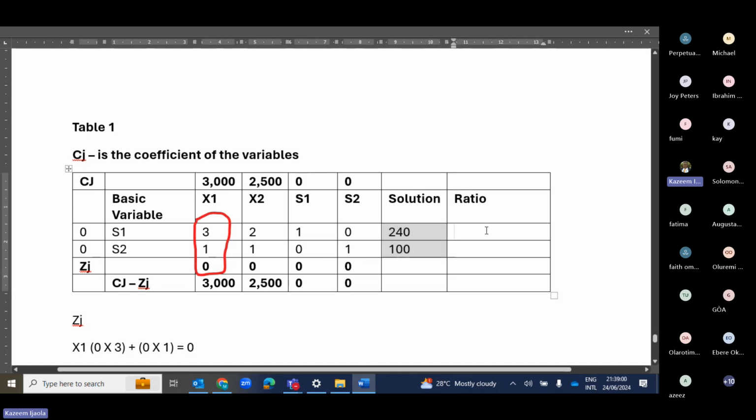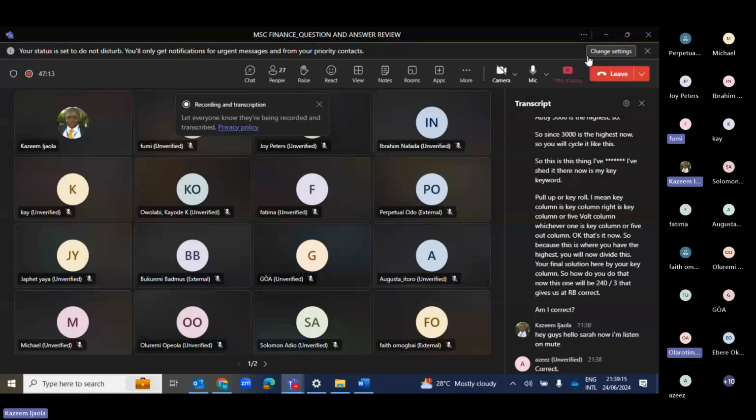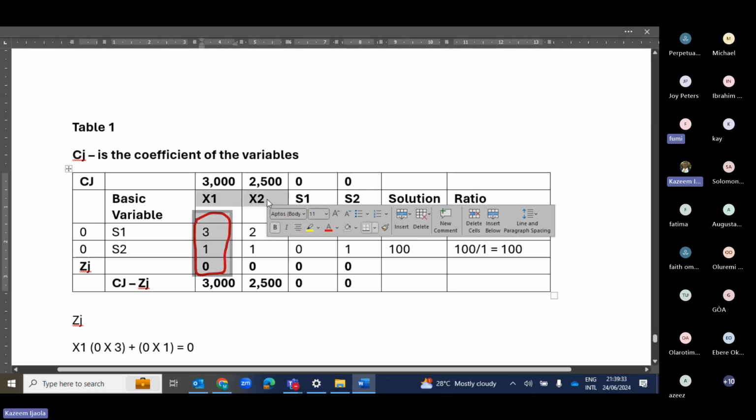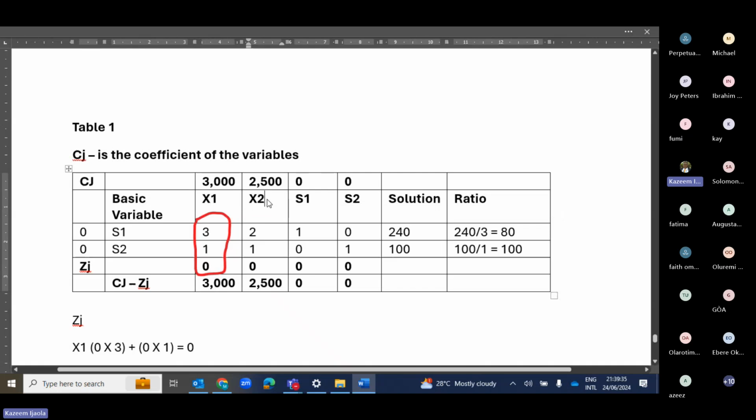So how do you do that? This one will be 240 divided by 3. That gives us 80, correct? Yes, you are correct. Here is 100 divided by 1. This is 100. Now, once you have done this, you will select, because out of X1 and S2, you need to maximize one of them in your next table.